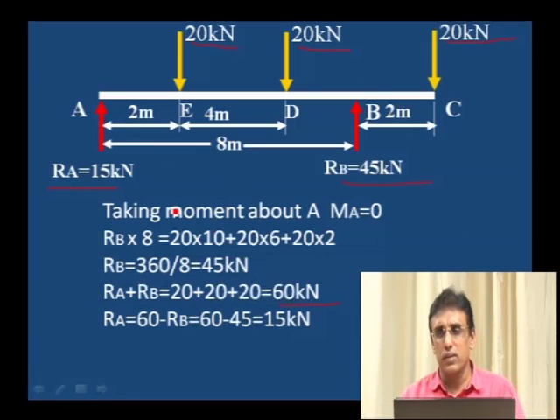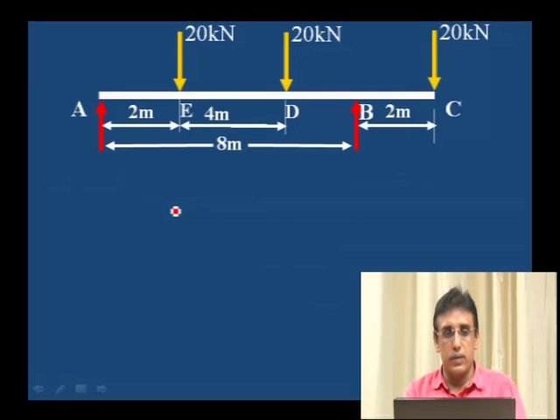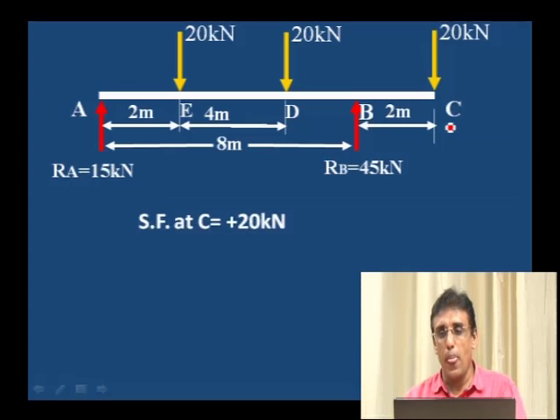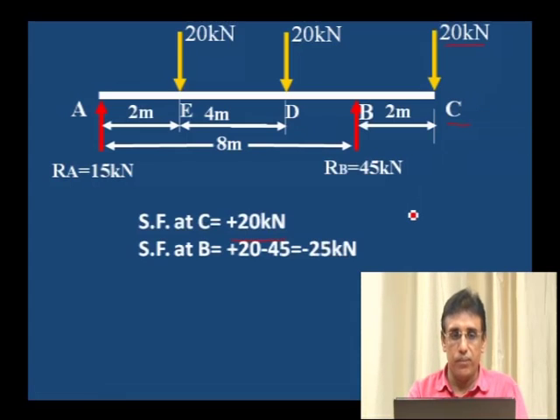By having the reactions, we can calculate the shear force. Shear force at C. Now see, this is the extended portion. There is only one load acting, 20 kilonewton. That is why it is plus 20 kilonewton shear force at C. Shear force at B, when moved towards B, plus 20 is the previous value and 45 kilonewton is the RB value. Upward load is considered as minus, so plus 20 minus 45, that is minus 25 kilonewton shear force at B.